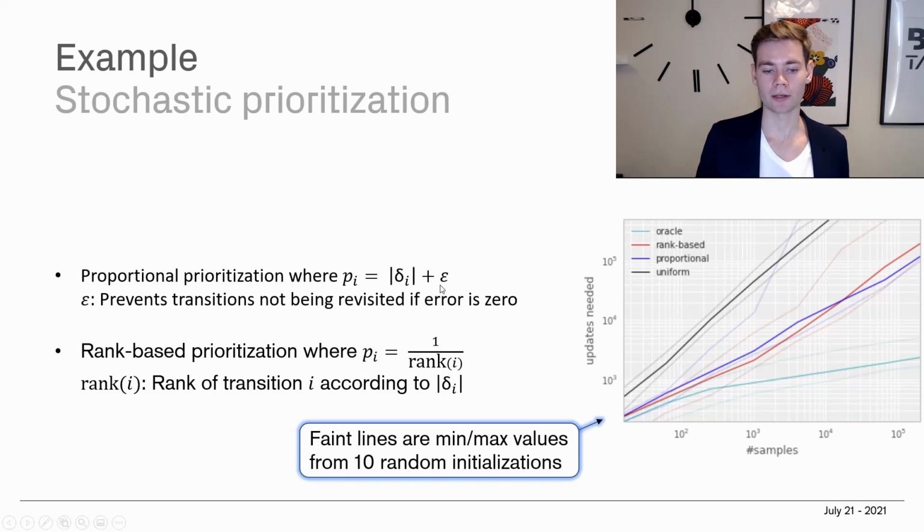The second one that we're going to look at is rank-based prioritization. So there we assign basically a rank based on the magnitude of the TD error, but we instead set a priority that's inverse to that particular rank.